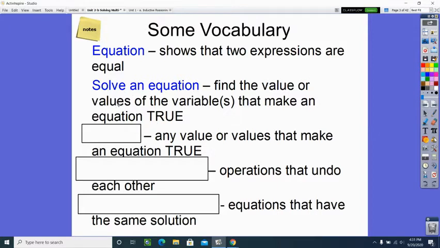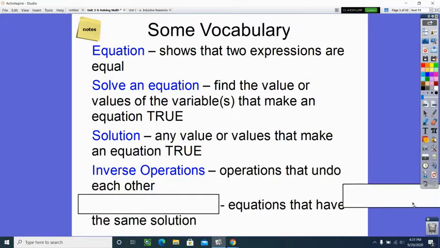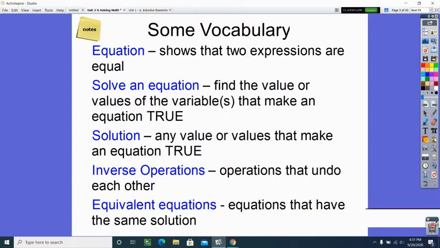Notice there's values and variables, like there can be more than one. So as we go through Algebra 1, there's not always going to be just one right answer. Any value or values that make an equation true is called a solution, or obviously if there's multiple, solutions. And operations that undo each other are called inverse operations or opposite operations. And if you have two equations that come out with the same solution, they are called equivalent equations. So today we're going to be solving equations. We're going to get our solution by doing inverse operations, and we're also going to check our answers.